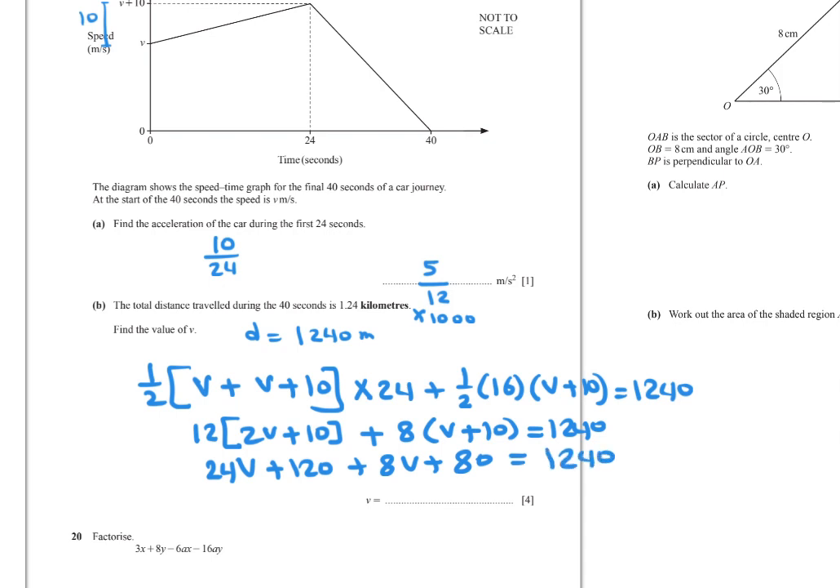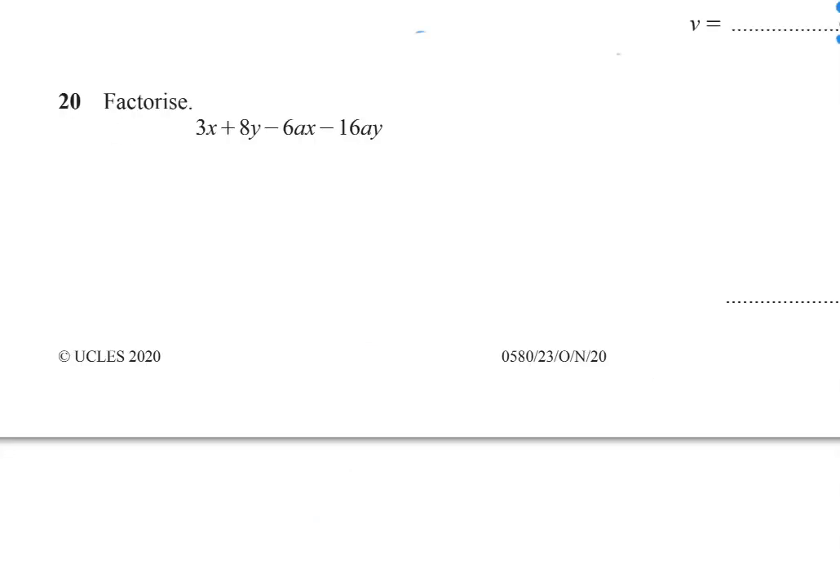Now combine the like terms, 24 plus 8, so 32v, and 120 plus 80, 200, transpose to the other side, so you are left with 1040. Divide by 32, divide by 32, so v equals 32.5 meters per second. 20. Factorize 3x plus 8y minus 6ax minus 16ay.